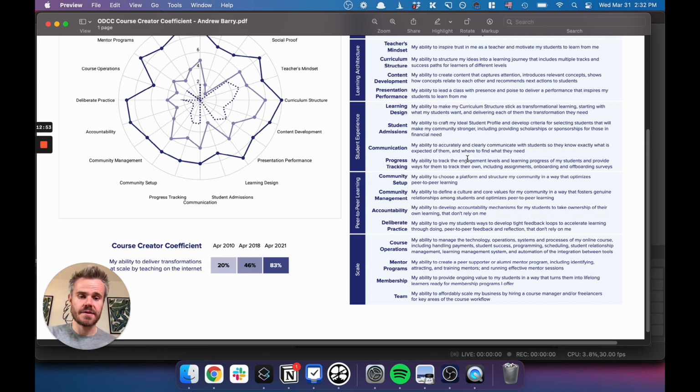And then the last piece of this is deliberate practice. So this is where the prompts to action, one of the 3 P's, comes in strongly. And this is all based on the work of Anders Ericsson, this concept of deliberate practice. So how do you currently give ways for your students to develop tight feedback loops to accelerate their learning? Getting peer-to-peer feedback, reflection, and all of that doesn't necessarily rely on you.